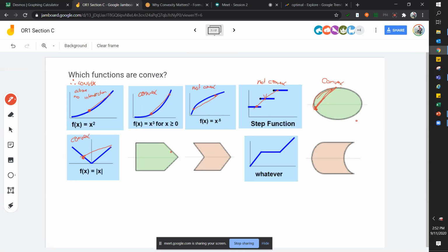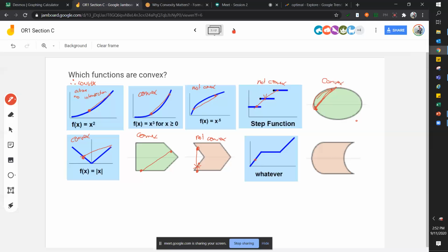Ito po, is also convex. How about this one? May point ako doon, may point ako doon. Pag pinag-connect ko, ayun na lang yung point na yun. Is it a convex? No, kasi may intersection. Ano? Not convex.